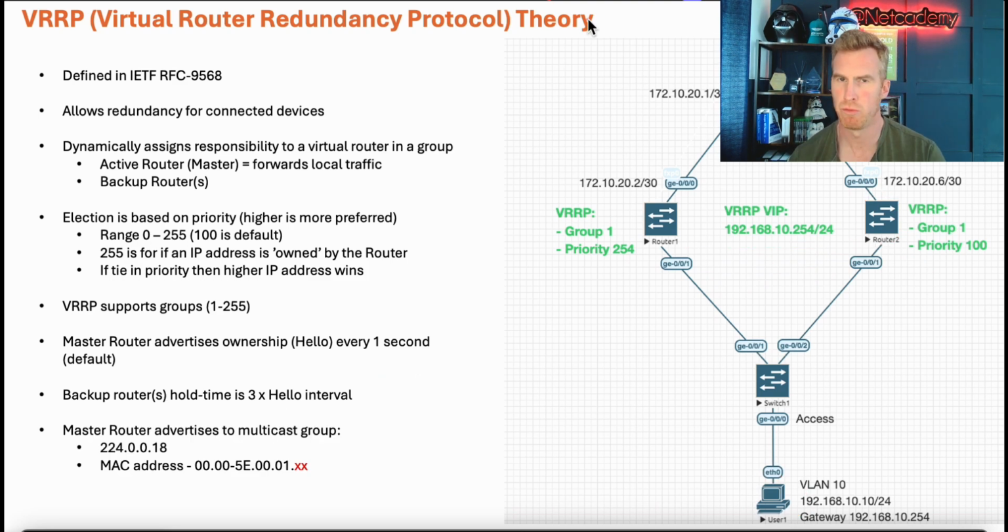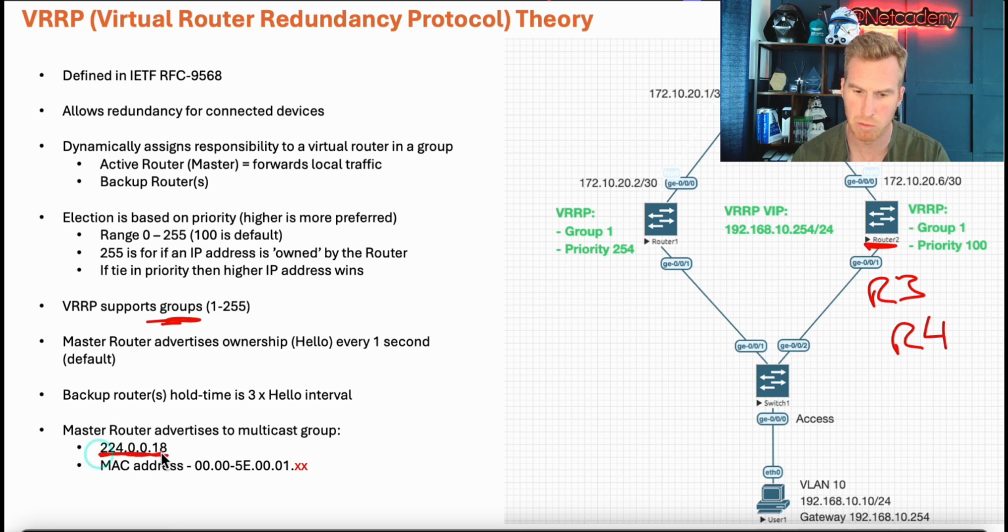But where does the master router forward those packets to? Well, there is a multicast group, 224.0.0.18. This is the multicast IP address that router R1 will forward its announcement message, its hello message, to. And it doesn't matter if there's just one more backup router, or there's R3 and R4, however many backup routers there can be in a VRRP group, all these backup routers will be sitting and waiting for 3 times that hello interval to receive that hello message through this multicast IP address.